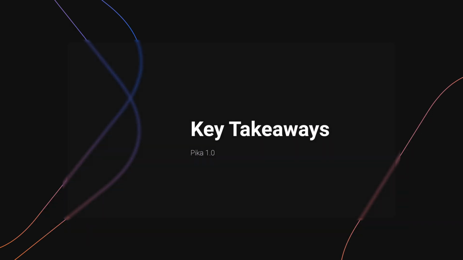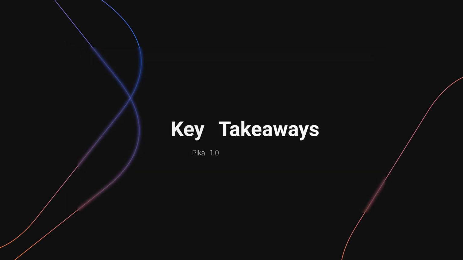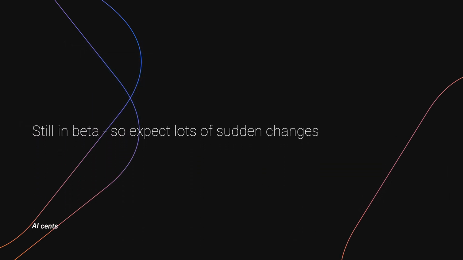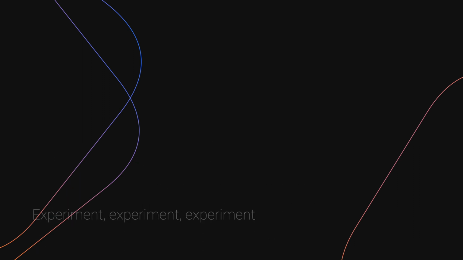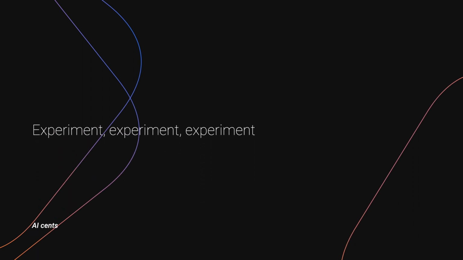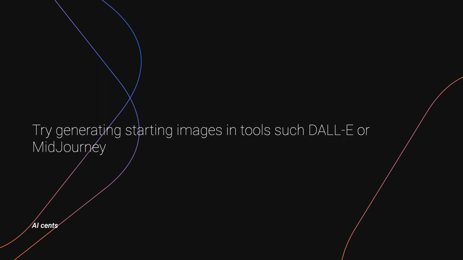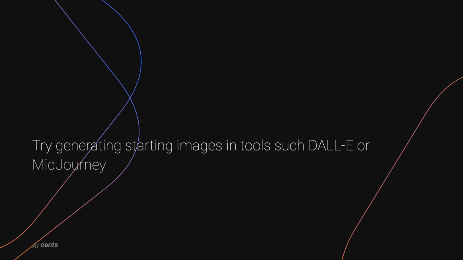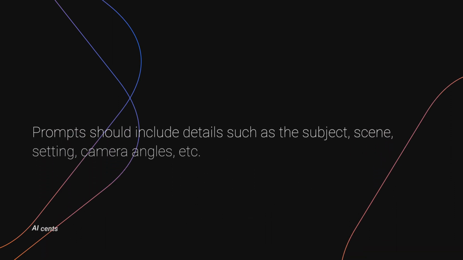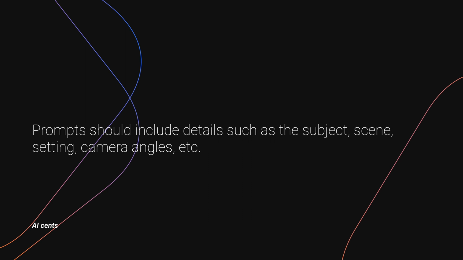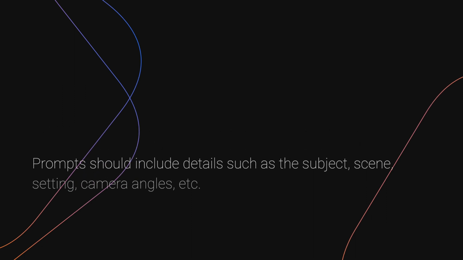Overall, Pika is a really fun AI video maker. A few things to note from this Pika AI tutorial is that Pika is still in beta, so your mileage may vary and you may need to do several edits and tweaks to get your desired results. In a lot of cases, at least for now, it's actually better to generate images in tools such as Midjourney and DALL-E and then add motion in Pika. And as always with AI video generators, be detailed and specific with your prompts, including things such as your subject, camera angle, setting, and so forth to get good results.